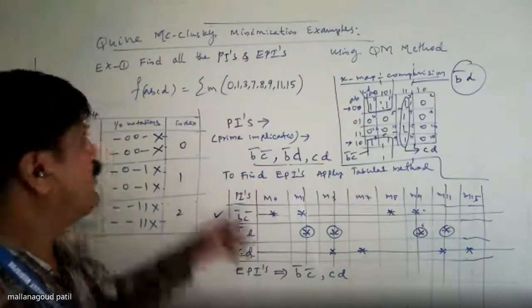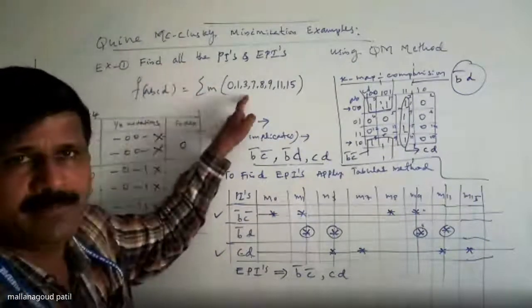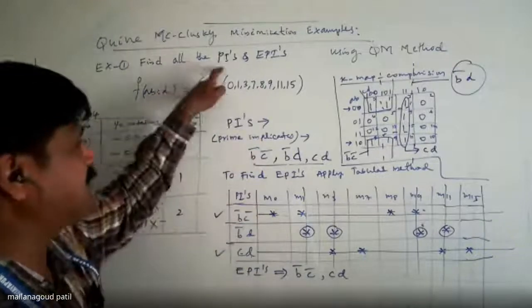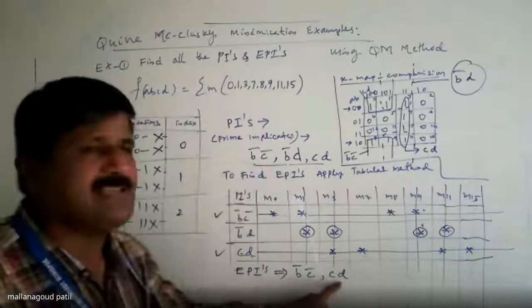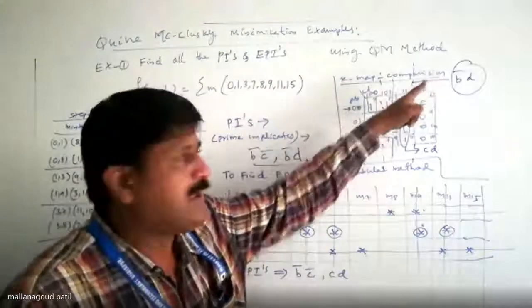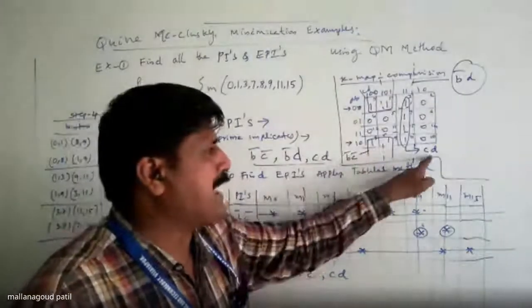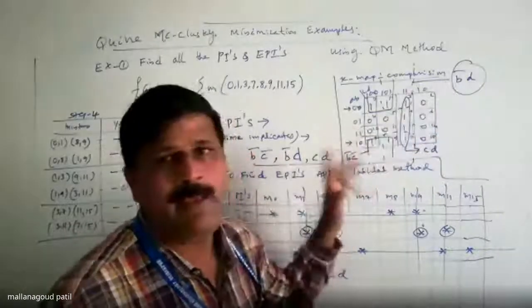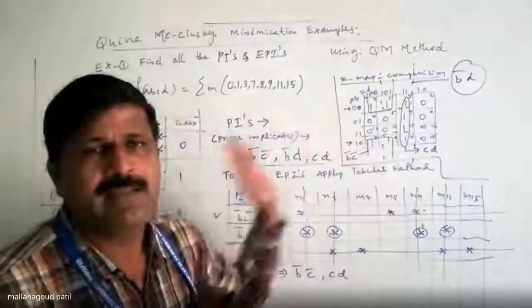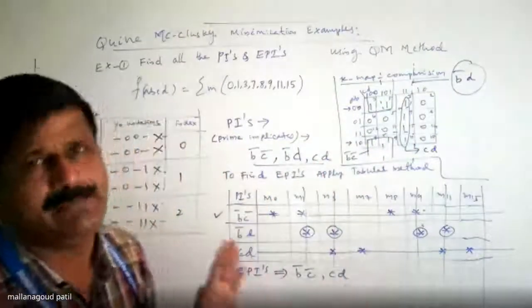Okay, we took the problem statement, applied the QM method, found the PIs, found the EPIs, and applied the same with the K-map for comparison, and we got 2 EPIs and 3 PIs. Comparing these, the PIs and the EPIs are the same in both methods.